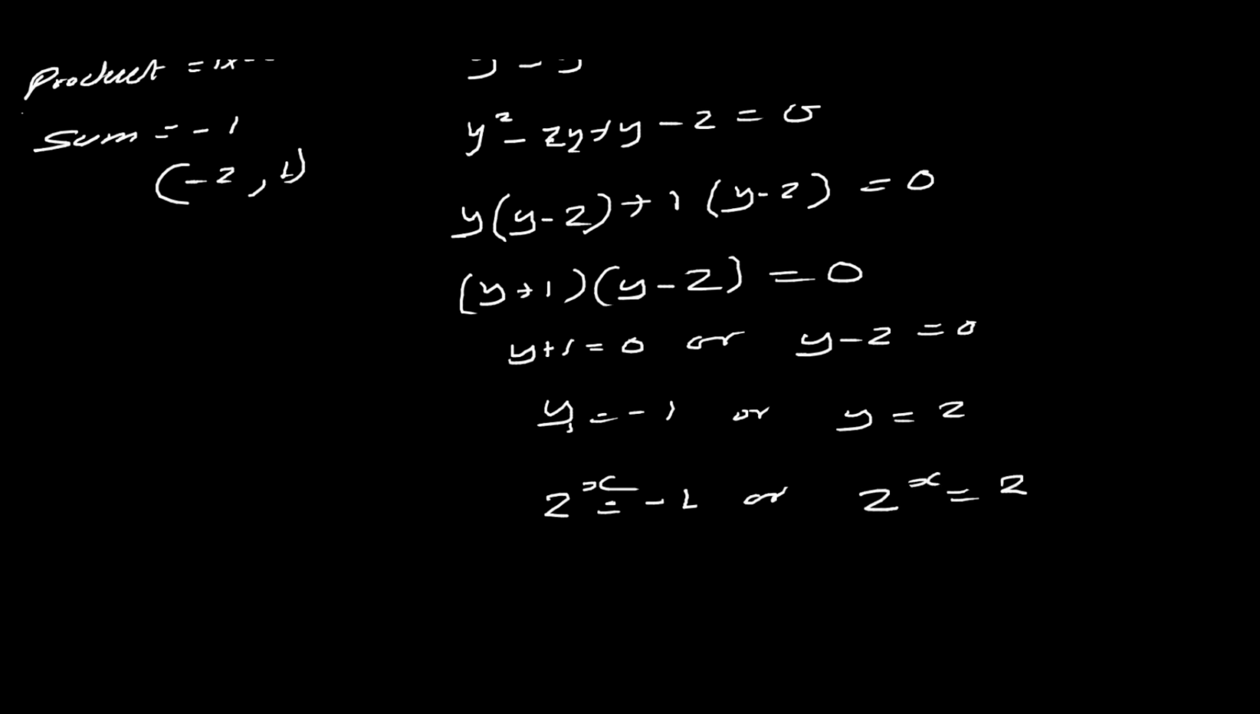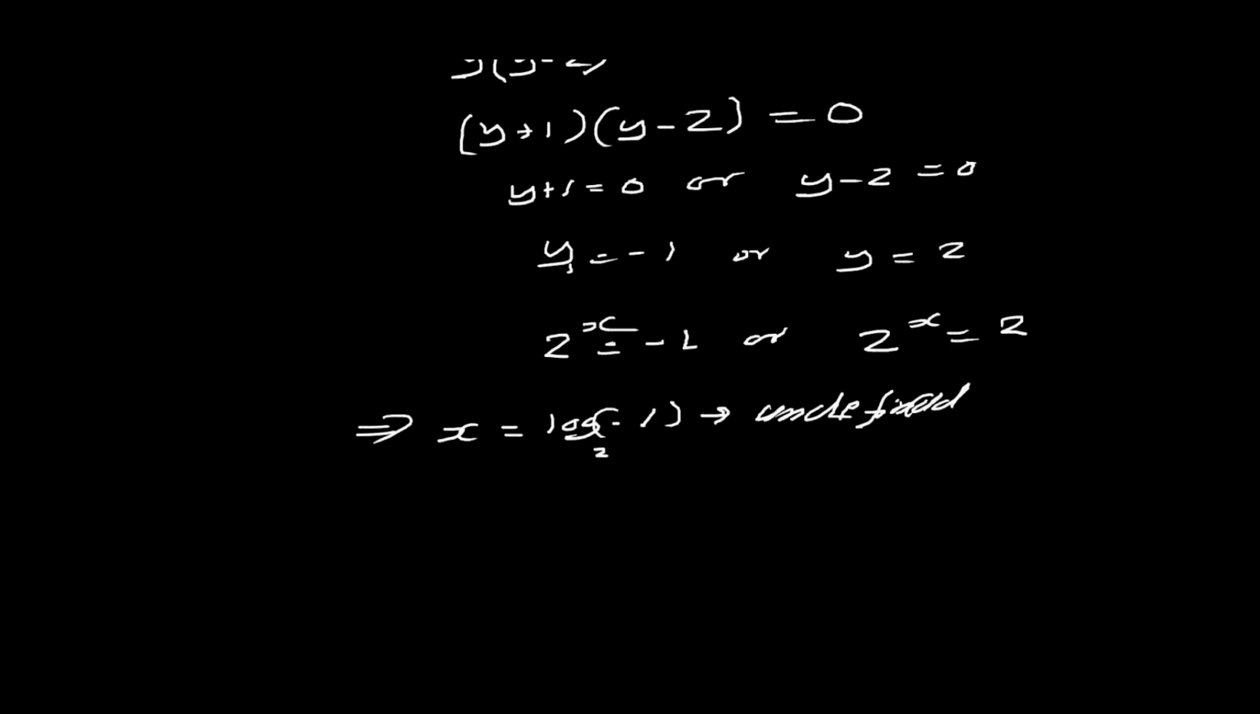So remember, the logarithm of negative numbers are undefined. So when the value of y is negative 1, then the solution does not exist because logarithm of a negative number is undefined. So the first case we have x is logarithm of negative 1 to base 2. So that is undefined. You cannot get the logarithm of a negative number.